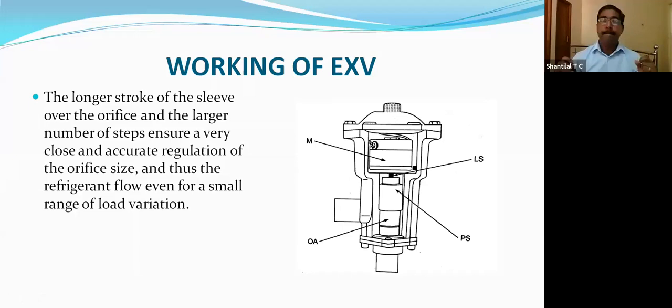By that, the system is starting with a particular size of orifice and flow will be a particular quantity of refrigerant. After 10 minutes, 100 kilocalorie heat will be reduced. By the reduction of 100 kilocalorie heat, the sensors sense the temperature and give it to the microprocessor, and it is sent to the motor. Then the orifice will be varying. By that regulation, a small variation is happening, and on that basis the refrigerant is sent to the evaporator.